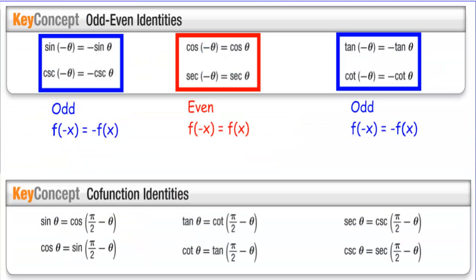Odd and even identities. Sine of opposite of theta is equal to opposite sine of theta. So sine is an odd function and cosecant is an odd function. Here's what we usually write with odd functions.